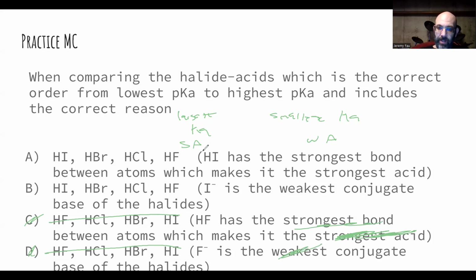If we look at A and B, A says HI has the strongest bond between atoms, which makes it the strongest acid. Again, just like C, that's incorrect. It has the weakest bond. So B should be correct. I minus is the weakest conjugate base, and yes, that is correct. I minus is the weakest conjugate base. It is the largest. It has the easiest time dispersing that negative charge.